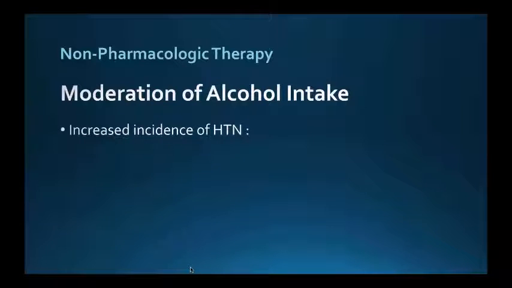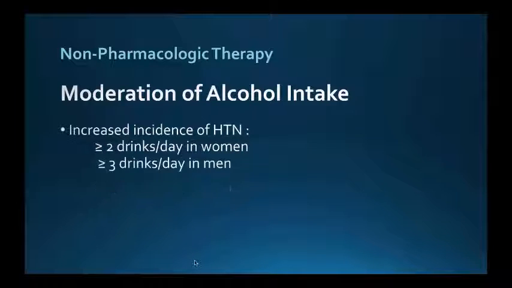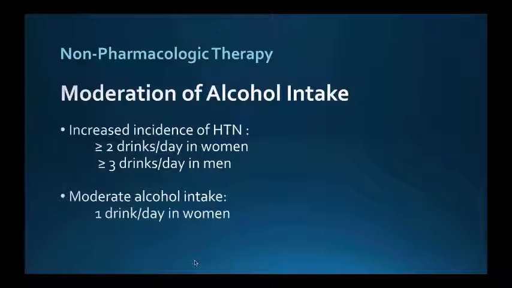Moderation of alcohol intake. There's an increased incidence of hypertension among women who consume 2 or more alcoholic drinks a day, and in men who consume 3 or more alcoholic drinks a day. Reducing alcohol intake among excessive drinkers has been shown to significantly reduce blood pressure. In contrast, moderate alcohol intake, defined as 1 drink a day in women or 1 to 2 drinks a day in men, has little effect on the blood pressure and has been associated with a modest reduction in cardiovascular risk. So moderation is the key.